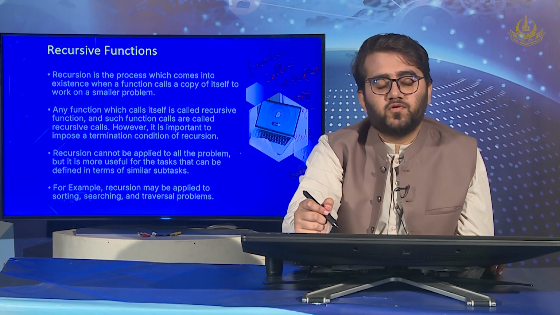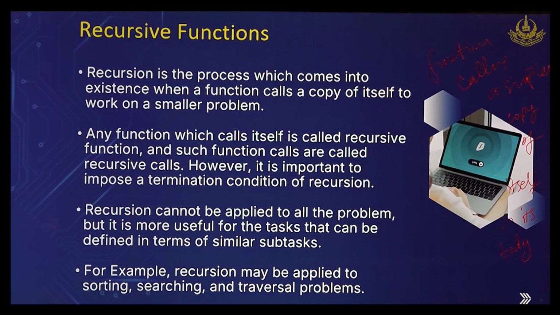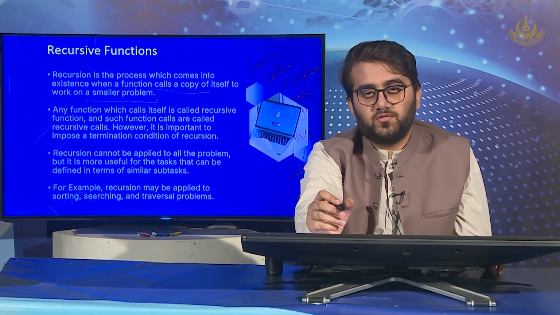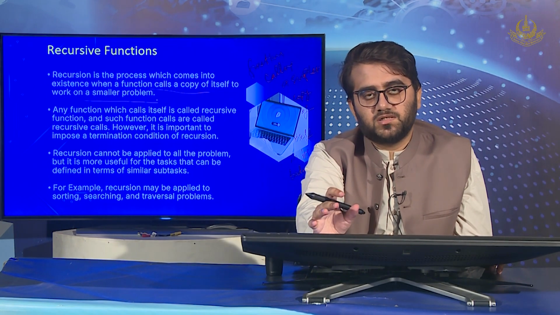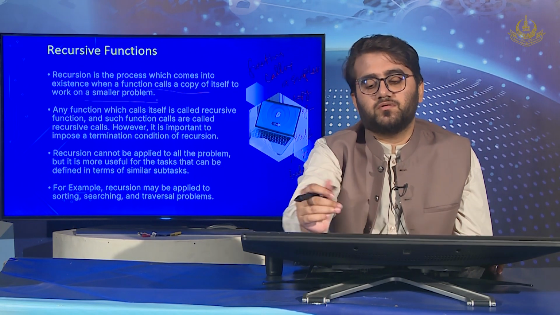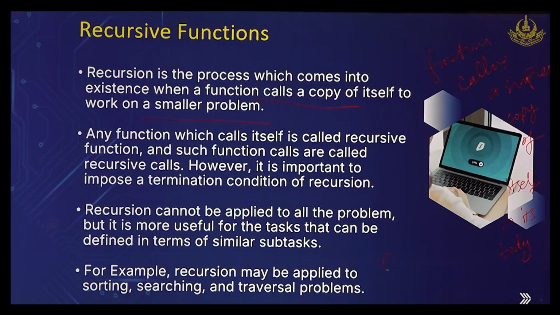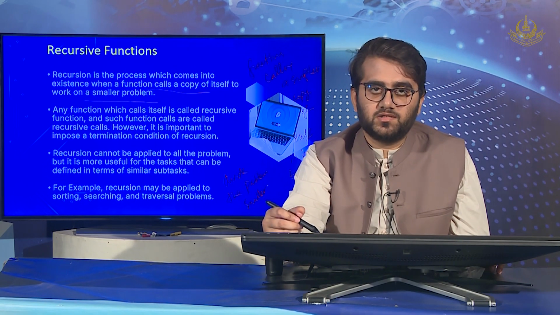Okay. So, formally what does it say? Recursion is a process which comes into existence when a function calls a copy of itself to work on a smaller problem. So, you have been given a problem, a function has been passed a specific problem to be solved, and then you divide that problem into smaller copies, and those smaller problems are passed to the function copy, and it does it recursively.